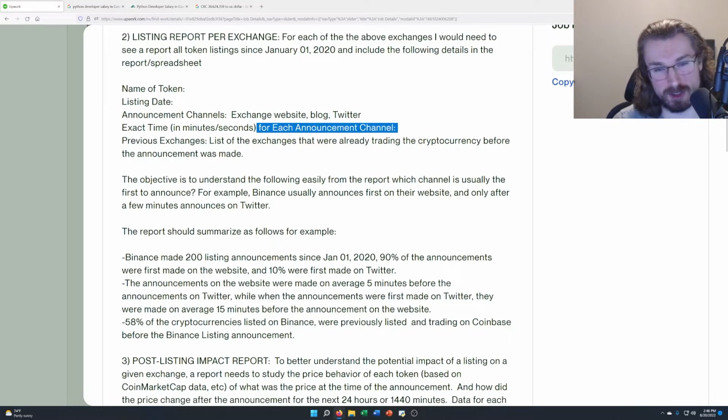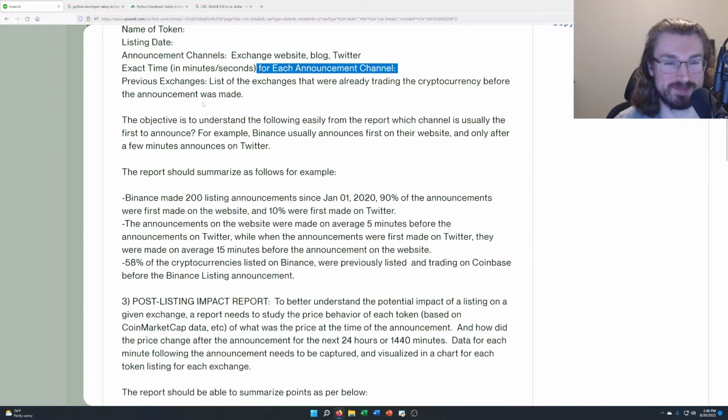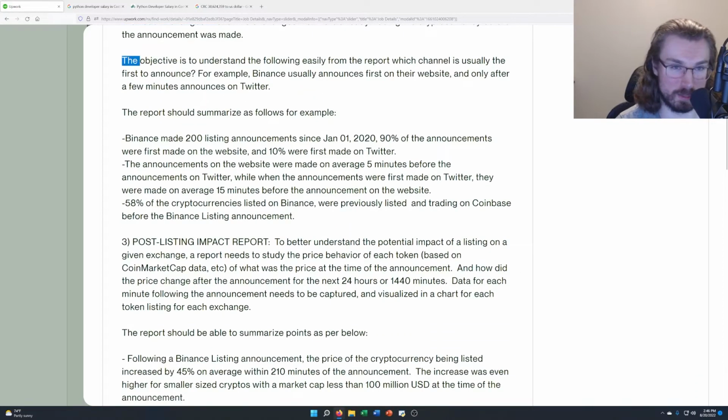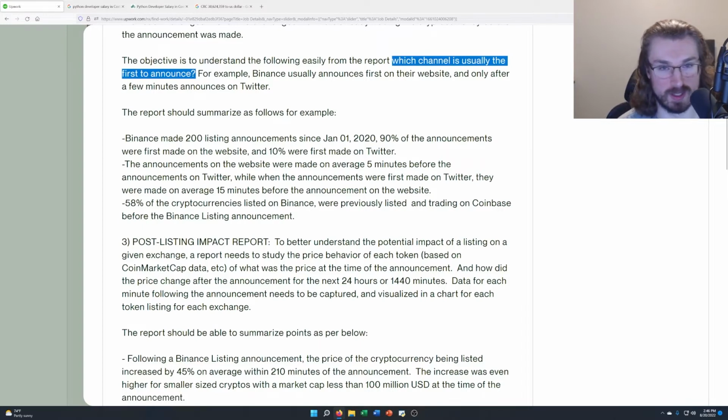For each announcement channel, dude. Previous exchanges: a list of the exchanges that were already trading the cryptocurrency before the announcement was made. The objective is to understand the following easily from the report: which channel is usually the first to announce, who's first, who can post an article the soonest.